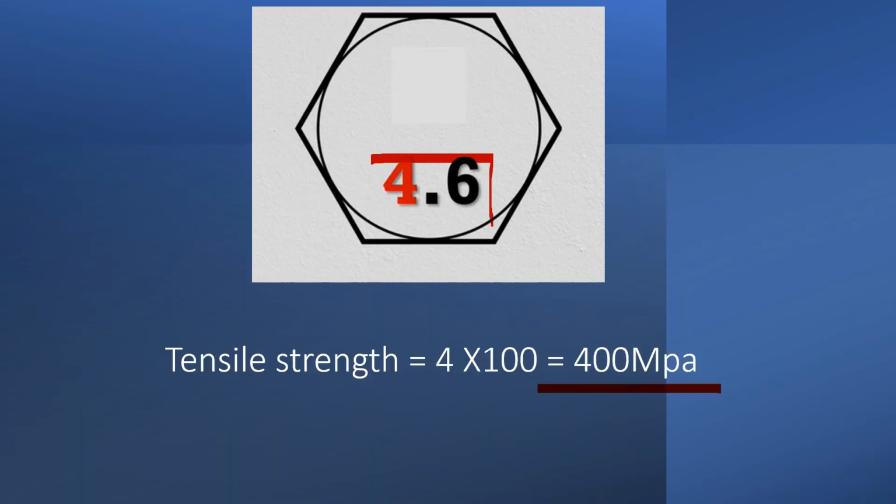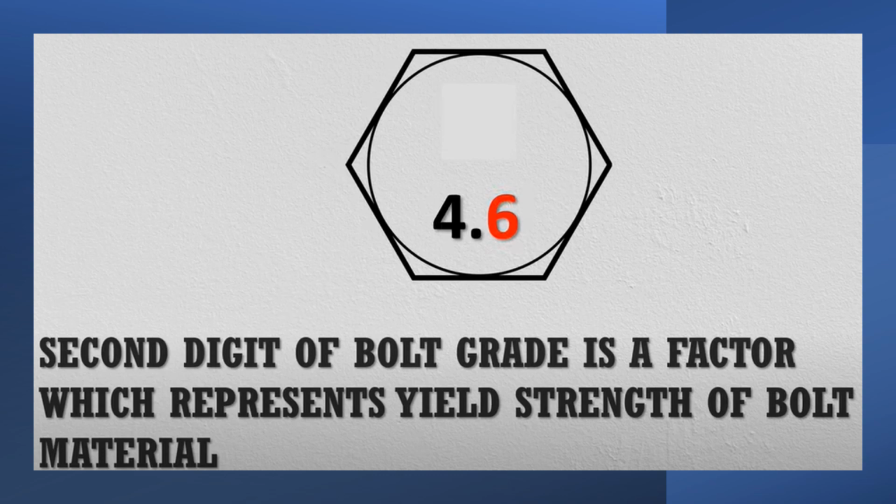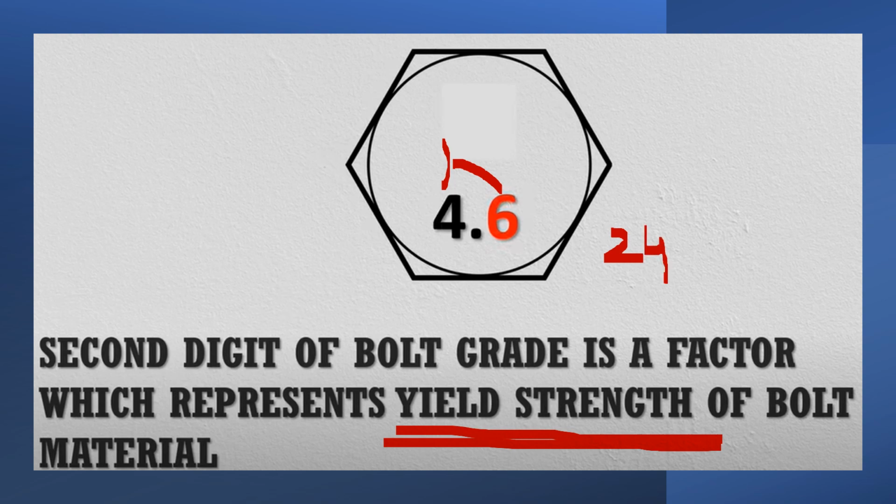If it is written 4.6, then 400 MPa is its tensile strength. Then what is 6? You have to multiply 400 by 0.6. The second digit of the bolt grade is a factor which represents yield strength. So how will you find the yield strength? 4 denotes 400. 400 multiplied by 0.6 becomes 240. So 240 is its yield strength.